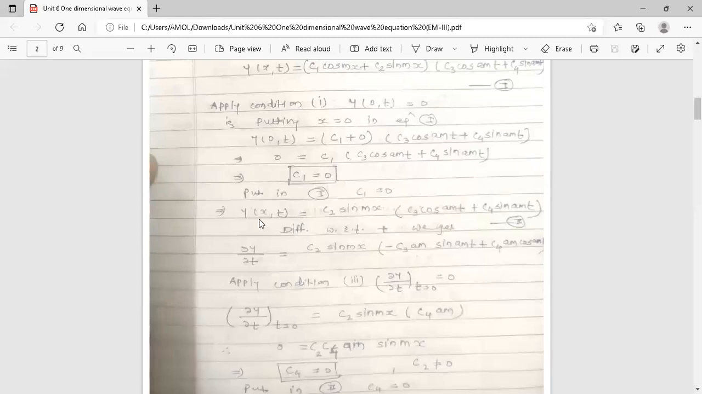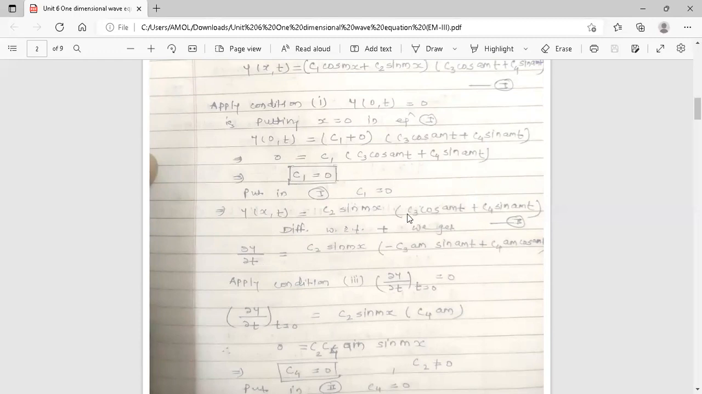Now, differentiate with respect to t, we get. See, what is our next step? To differentiate equation number 2 with respect to t. And so we get del y by del t, where y of x,t is the solution. So differentiate partially with respect to t. So del y by del t is equal to C2 sin mx as it is, because we are differentiating with respect to t.